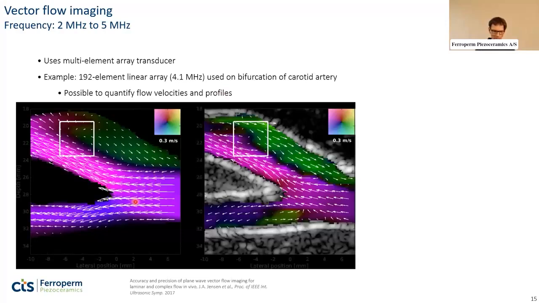So the bifurcation is here. You actually see a very nice flow profile showing the velocity as a color code, and you also see the directions. What you should notice here is that up here you actually have some turbulence. You can see some of the arrows going in the other direction. So this is what we would call less optimal flow, of course.